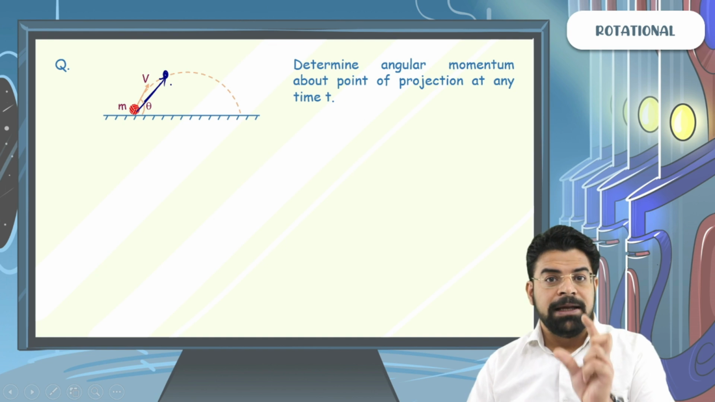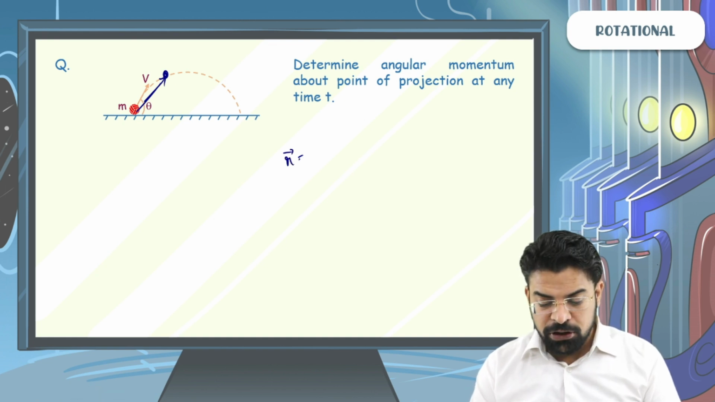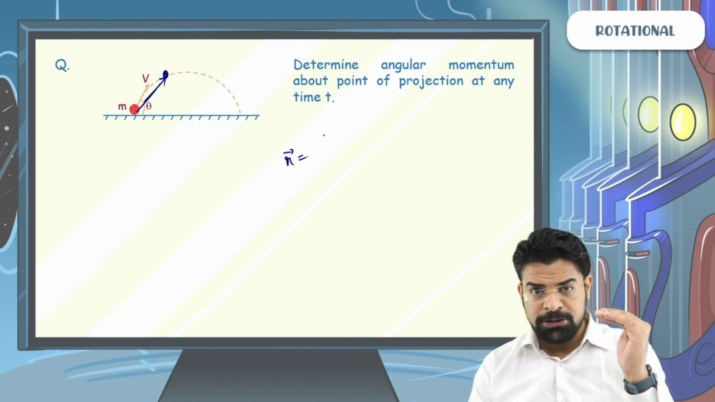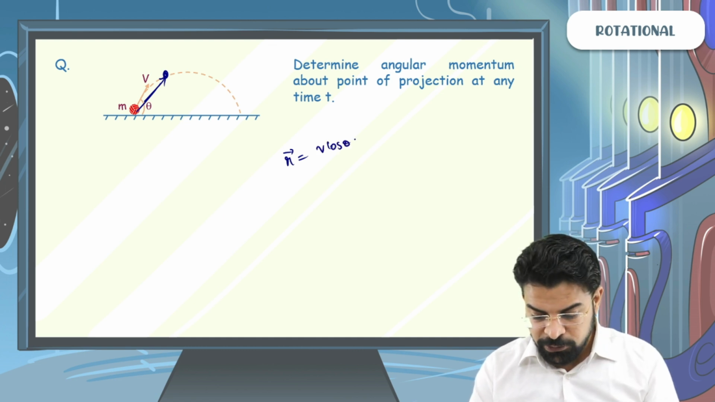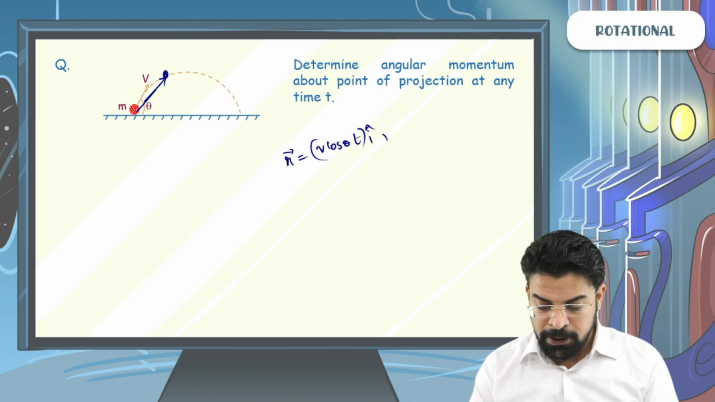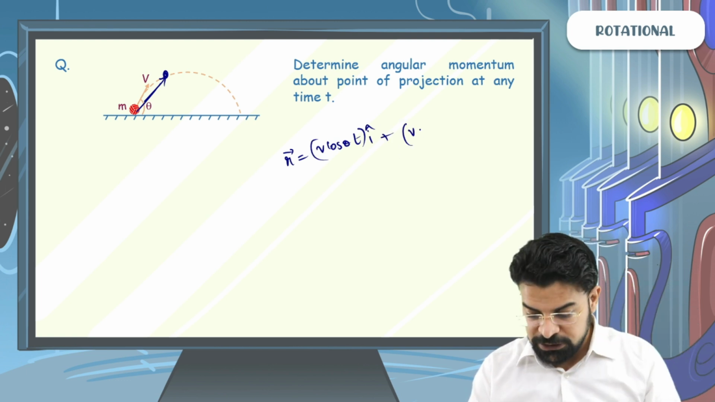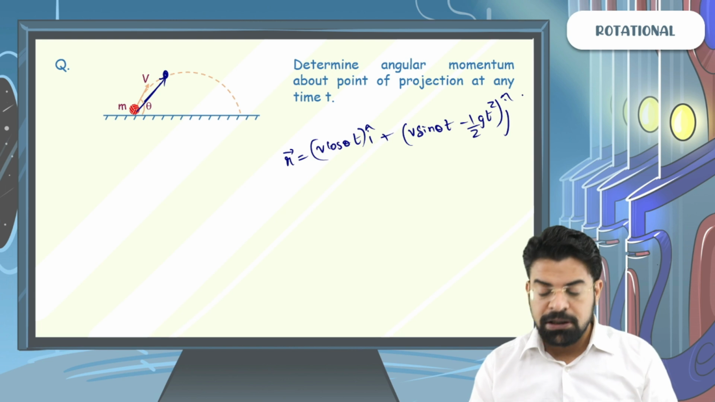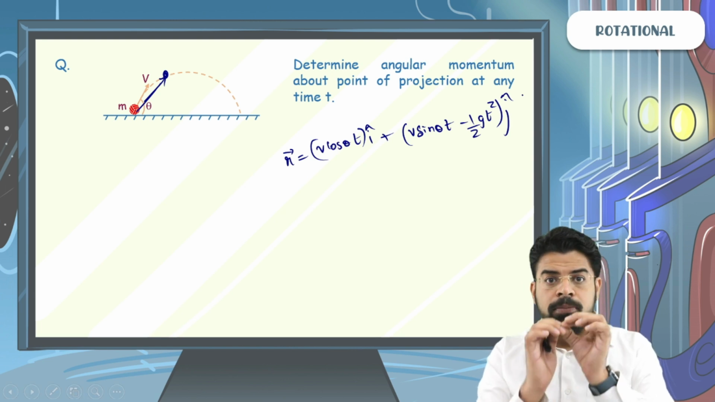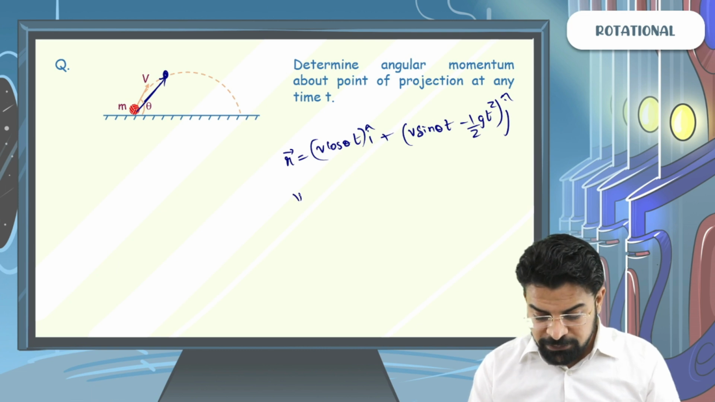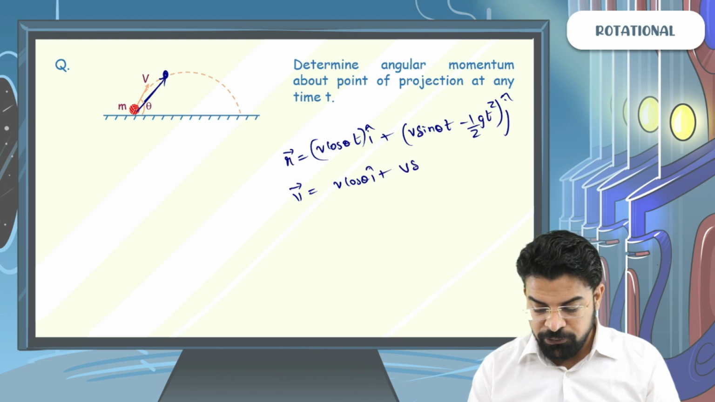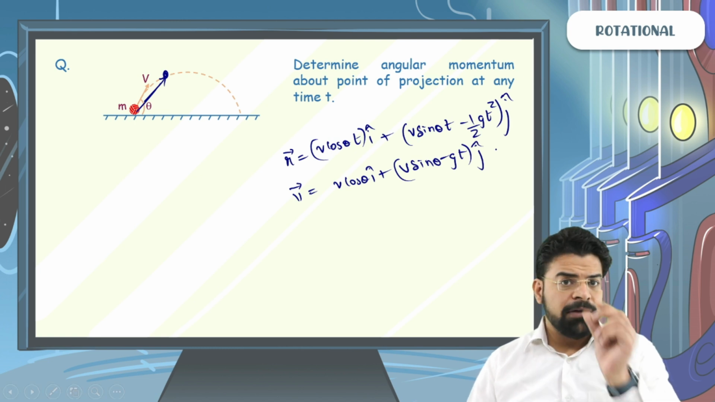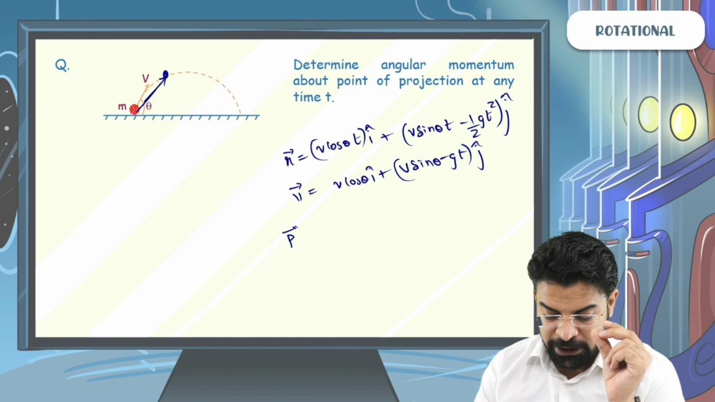So now one can write the position coordinates and the velocity at any random time t. The position at any random time will be the displacement in the horizontal direction, which is v cos theta times t i cap, plus the displacement in the vertical direction, which is v sin theta times t minus half g t square j cap. This is the position vector with respect to the point of projection at any time t. The velocity vector at any time t will be v cos theta i cap plus (v sin theta minus g t) j cap. Multiplying the velocity vector with the mass, you get the momentum vector.